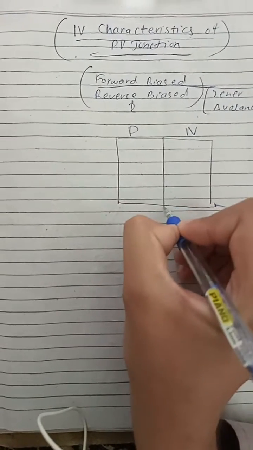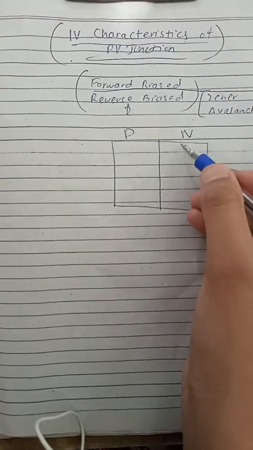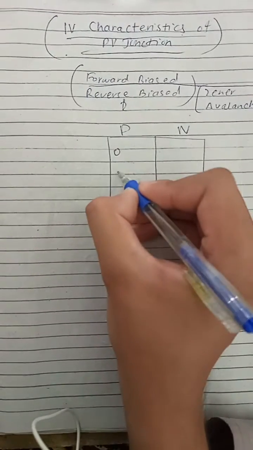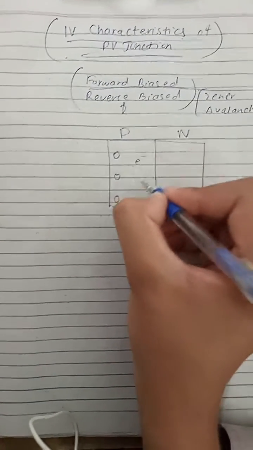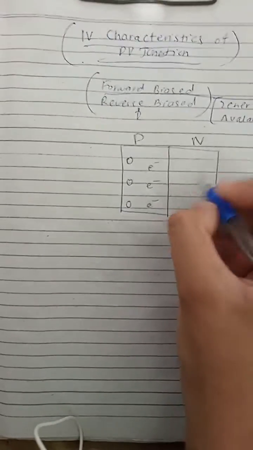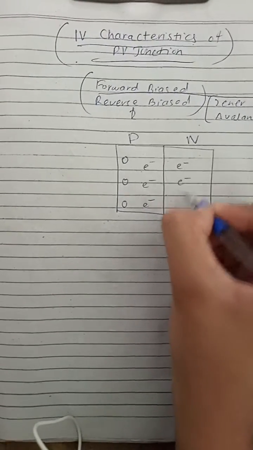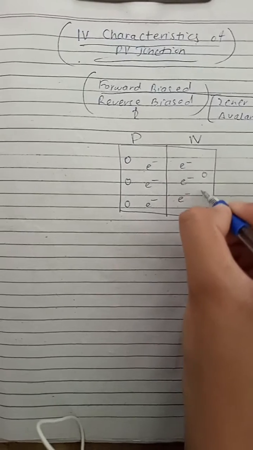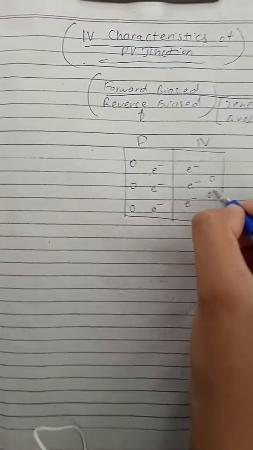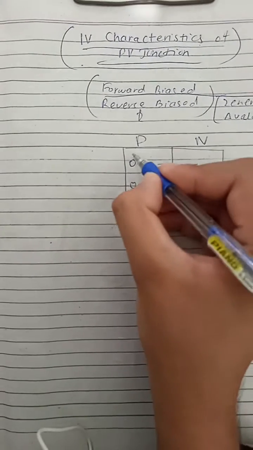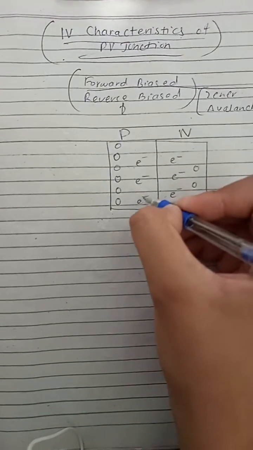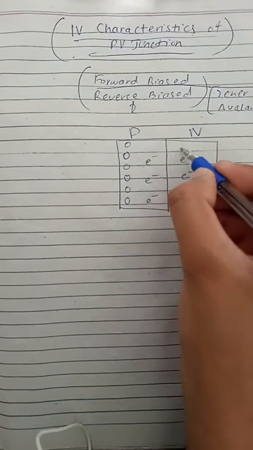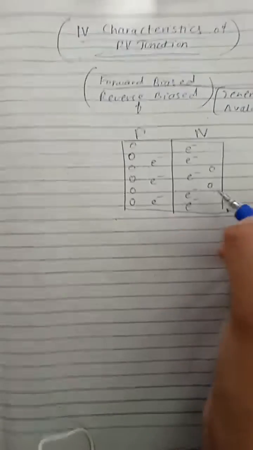P is trivalent and N is pentavalent. So the P side will have more holes, so the majority carriers are holes and there are fewer electrons. And here on the N side there will be more electrons and very few holes. So here will be more holes and fewer electrons, but here will be more electrons and fewer holes.